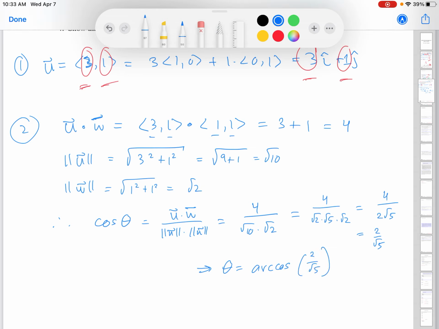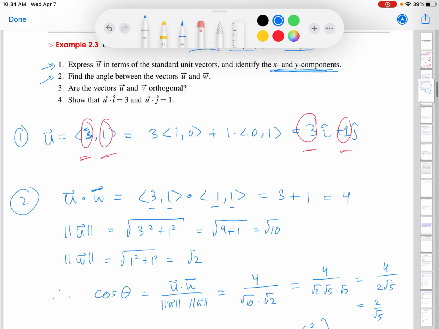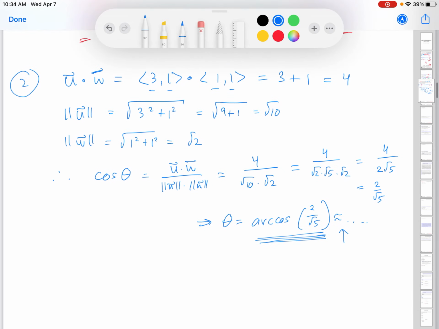I don't have a calculator with me, so I can't tell you what this approximates to. You can certainly pull out a calculator or go to Wolfram Alpha or somewhere and figure that out. But this is the exact value. When you calculate this, you will be approximating it. So in a sense, this is the better answer. So we have found the angle between the two vectors, even though we can't pin it down as a numerical approximation. So we could do that certainly if we wanted to.